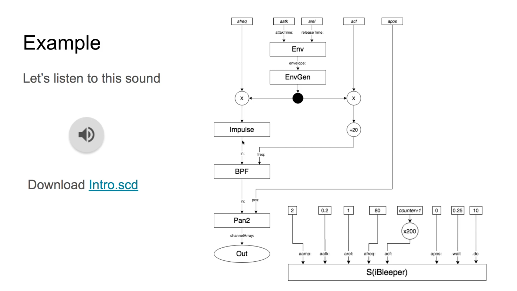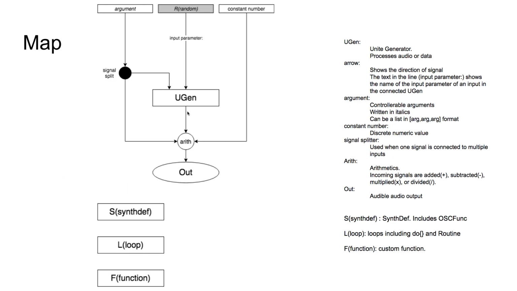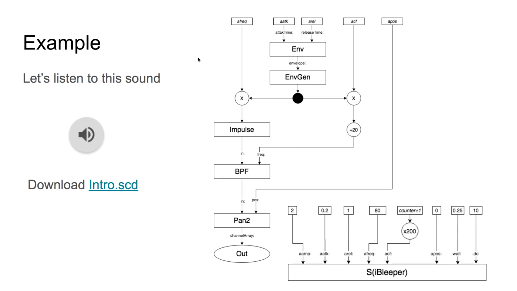So whenever you see a line going in, most of the time you're going to see a line with a label. That label indicates which parameter this signal will be going into. For example here, if I have a BPF and an impulse connected, and the impulse is going into the in, that means my impulse generator's output, the sound, will go into the input of the bandpass filter.